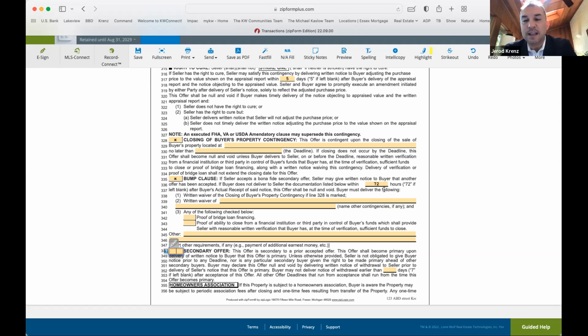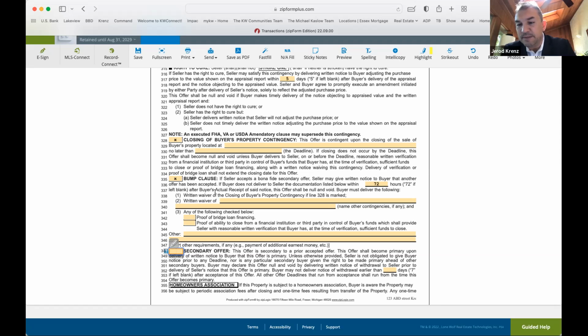And what it's stating is that if the seller receives another bona fide secondary offer, they're going to give you notice. They'll give you written notice saying that we received a secondary offer and we're invoking the bump clause. And you have 72 hours to do one of the items that are located on 338 to 344. And the easiest one is if you have an accepted offer on the property and you remove it.